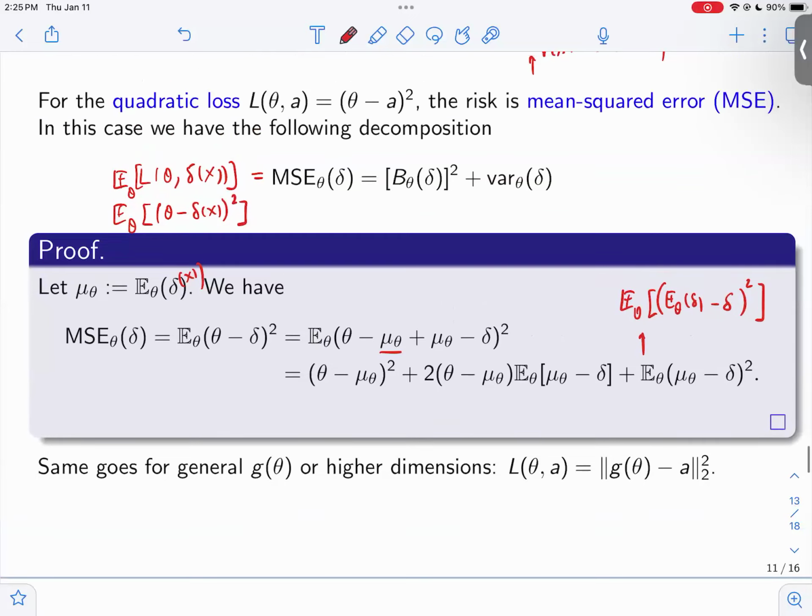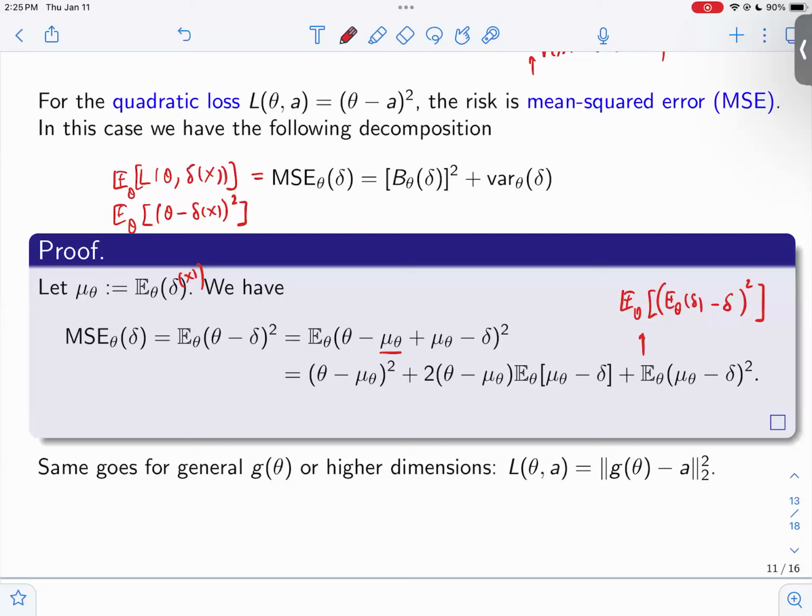So for MSE, we have this bias variance decomposition, which is very nice. Oftentimes you can use it to calculate the risk. And it tells you a lot about what is going on, because there's a trade-off, in fact. For different estimators, they trade off these two terms differently. So there are two extremes. One is where the variance is zero. The other is where the bias is zero.